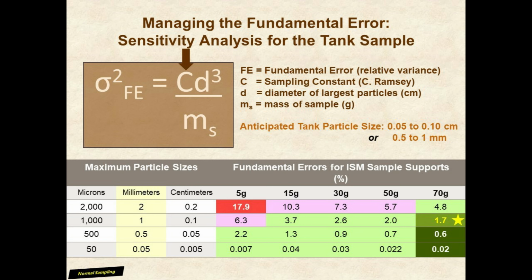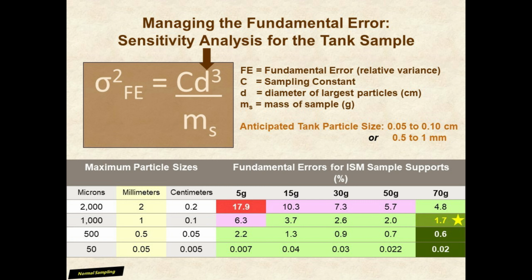Moving to the right side, we have C in the numerator, which is a sampling constant developed for environmental applications by Chuck Ramsey. It is a simple, unitless number equal to 20. This value is more complicated to calculate for mining applications, but is sufficient for the ISM application at SRS. The remaining parameter in the numerator is D, the diameter of the largest particle size anticipated in the residual sample material. D is cubed because it's a volume.